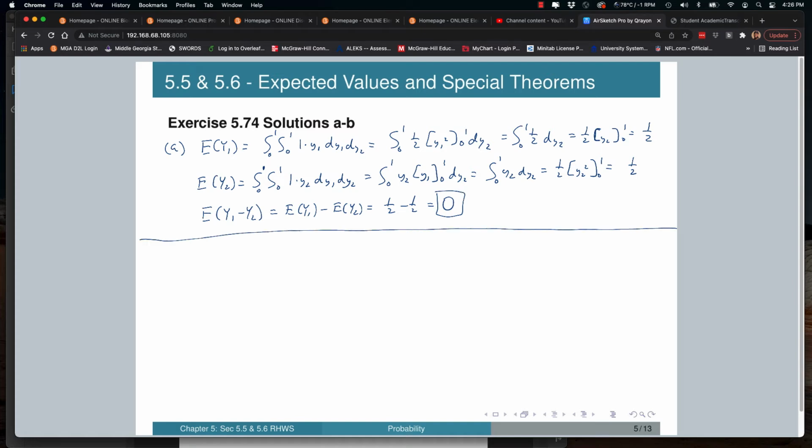I'm pretty sure that a lot of these that we're getting 0 when we do the expected value of y sub 1 minus y sub 2 is due to the fact that these functions, the functions that are independent, end up having the same expected value for y1 and y2. So those values are y sub 1 and y sub 2. And so therefore, they just cancel each other out when we try to find the difference.